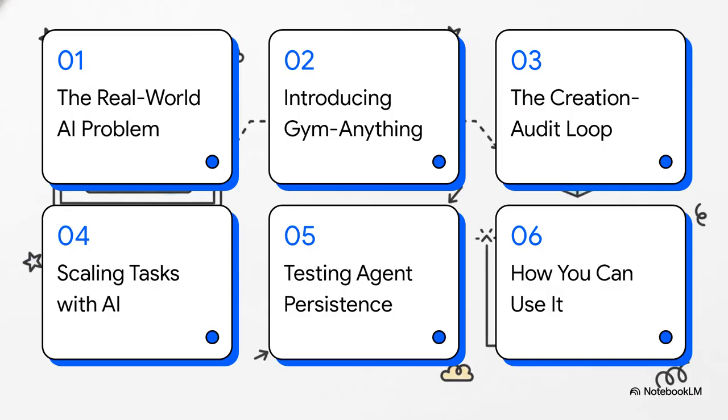So here's our game plan. We're going to start with the big problem that kicked this whole thing off. Then we'll get into the Gym Anything framework and its powerhouse, the creation audit loop. We'll also see how they scale up task generation, test an agent's ability to stick with a problem, and finally, we'll cover how you can actually start using it yourself.